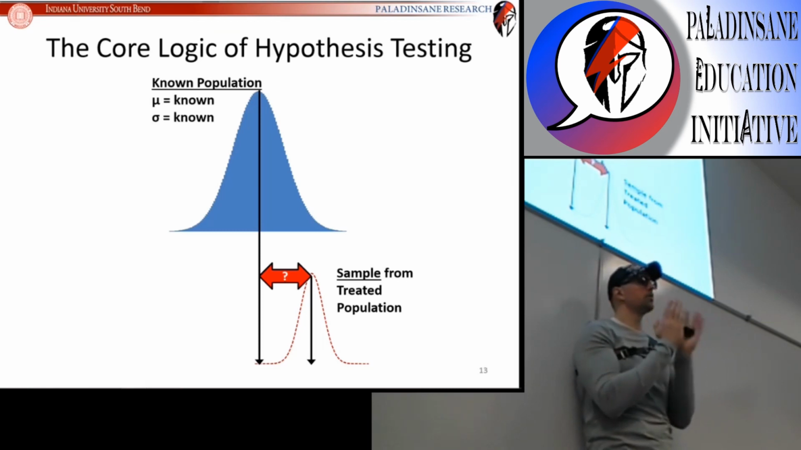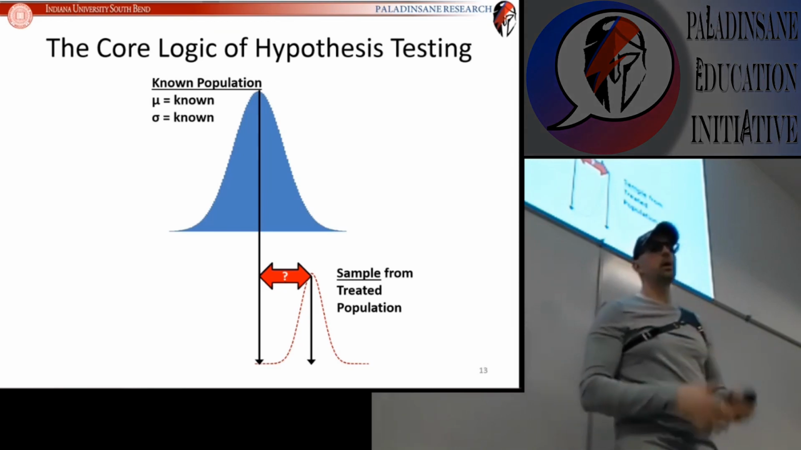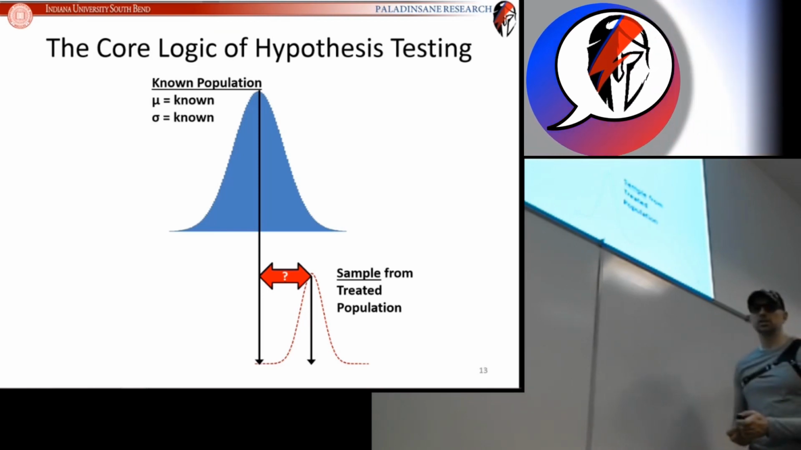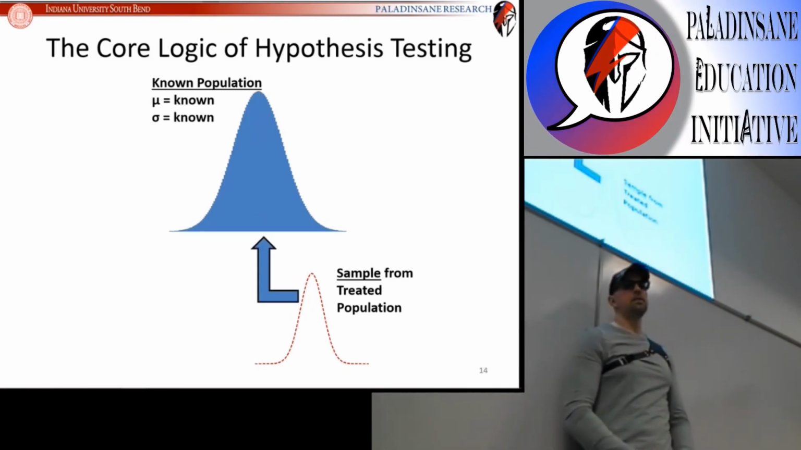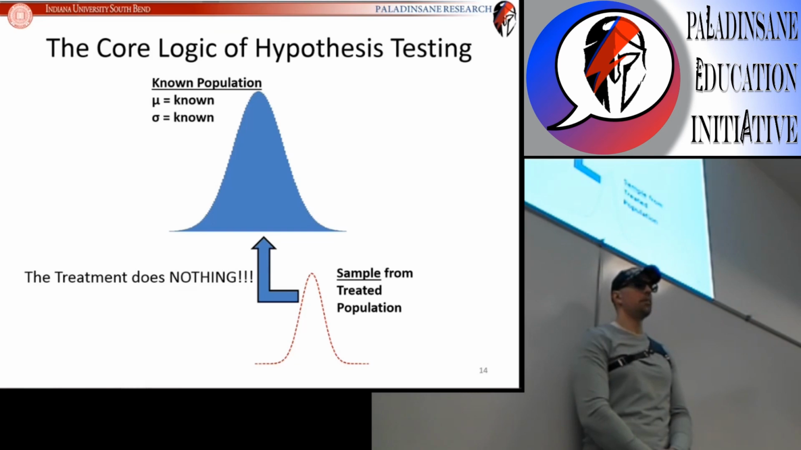That's what we're looking for. Is it big enough to say, no, the sample no longer belongs? Or is it small enough to say, yes, the sample still belongs? So how do we make that decision? Well, this sample could have different likelihoods of coming from this population.